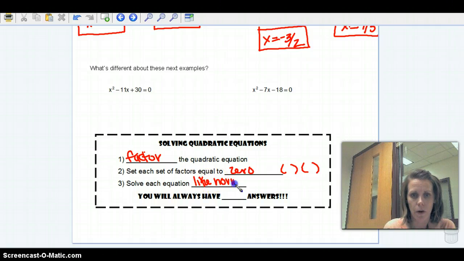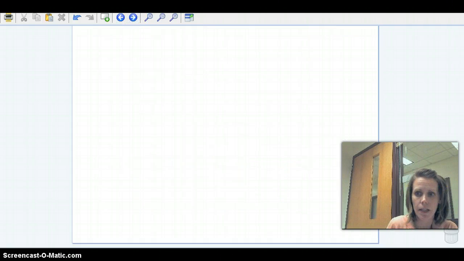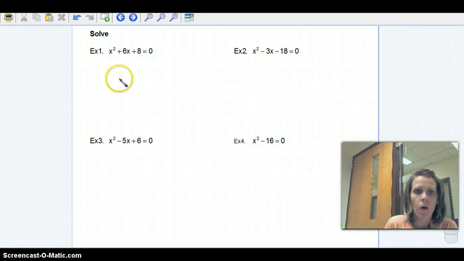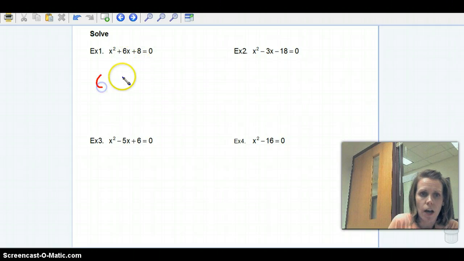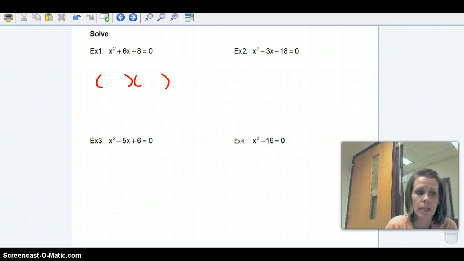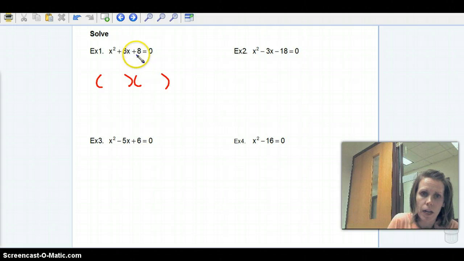And you are going to have two different answers for each of these quadratic equations. So let's go ahead and try some on the next page here. So here's our first quadratic equation. It's not factored yet, so you're going to draw two parentheses. We're going to factor it into two binomials. So let's think back. Remember, you want it to multiply to be 8 and add to be 6.